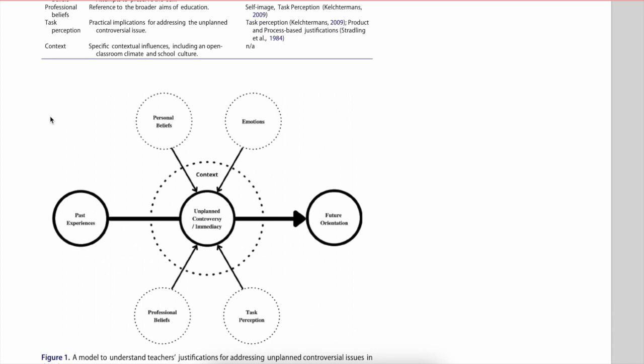Task perception. Practical implications for addressing the unplanned controversial issue. They went into a bunch of different things around this, but I think it's interesting that my perception of what happens if I actually go into this and talk about this, what are the practical implications of taking this on as a task, right? And then the context, of course, like, do we have an open classroom climate already established? So that's the context of the immediate classroom. So how have we built community already? And then also school culture.